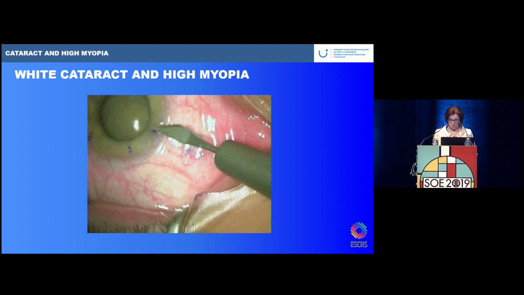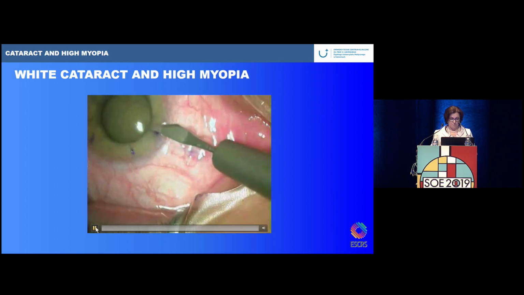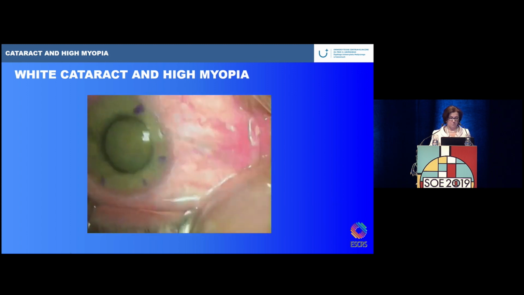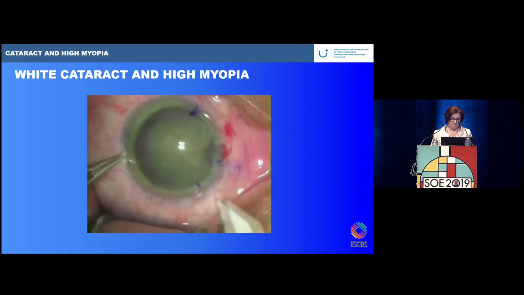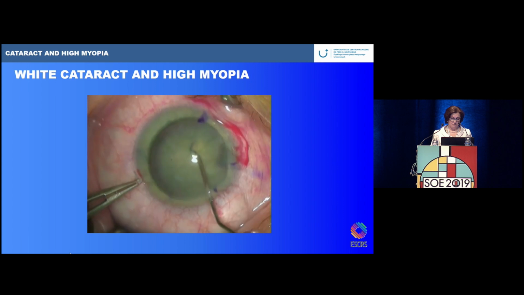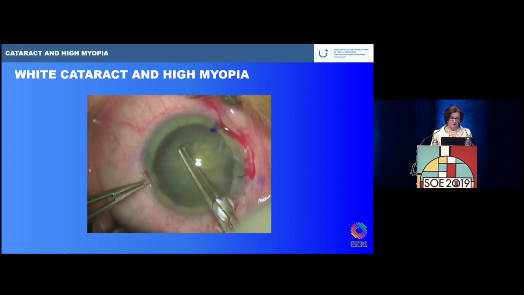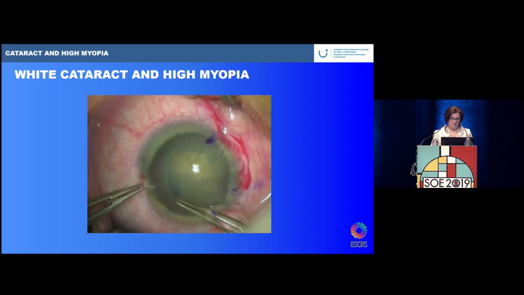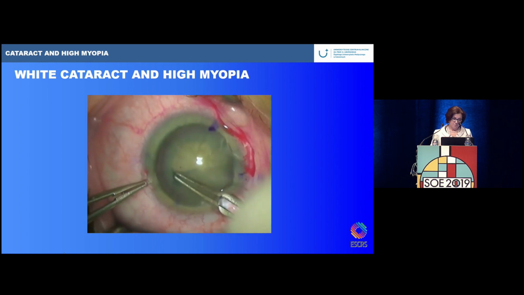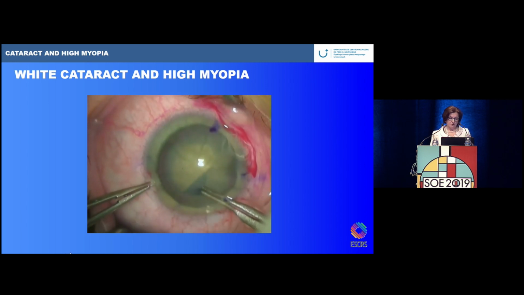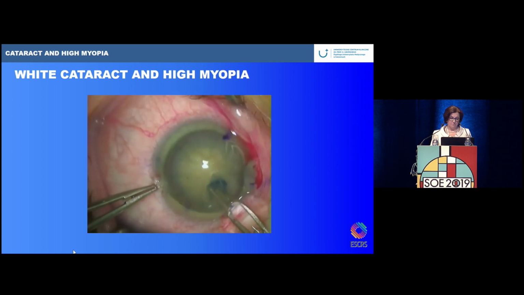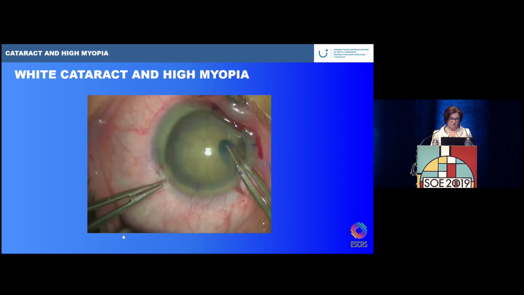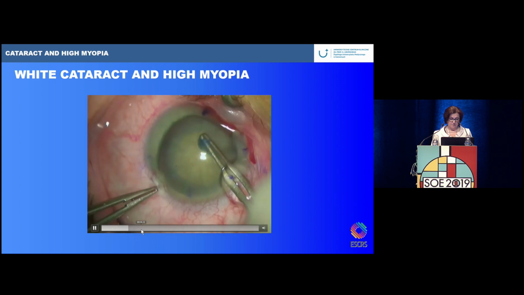I would like to show you here a short video with a hard cataract in a patient with high myopia and myopic astigmatism, who was qualified for surgery with toric lens implantation. The most important thing for visualization of the anterior capsule is when you use trypan blue. This facilitates the capsulorhexis very much.